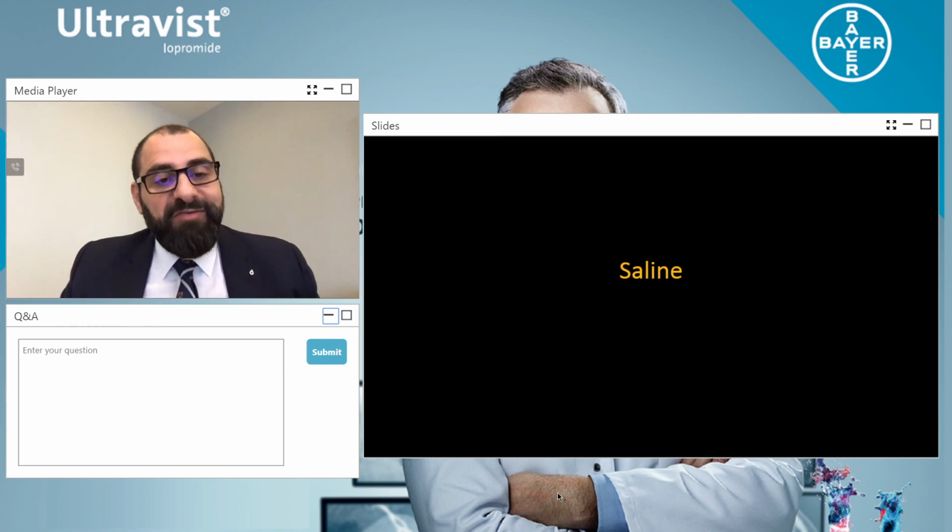This is where the safety is. So using a double barrel of contrast and saline really gives you safe control of your patient when delivering contrast media.